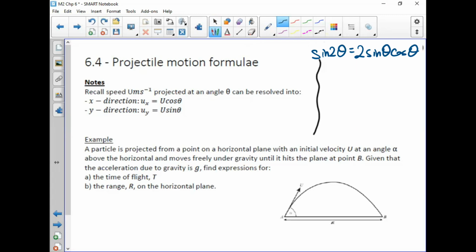And also we have to know 1 plus tan squared theta equals sec squared theta. I think that's what we have to know really. And also, of course, tan theta equals sine theta over cos theta. Now, there are more identities you'll learn in pure maths, but these are the more useful ones for this chapter.